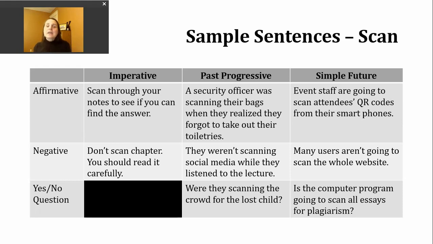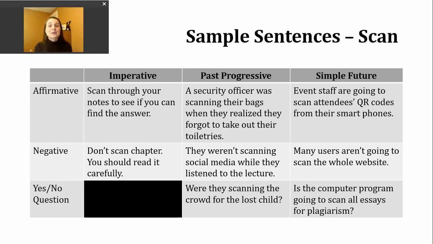Now, if I want to make a negative imperative sentence, I'm going to start with don't and then the base verb. Again, you could always add please at the beginning, but it's also not required. So again, let's continue imagining that we're listening to a teacher. The teacher might also say, don't scan the chapter. You should read it carefully. So both of these sentences are connecting to that meaning of reading something quickly, but not thoroughly.